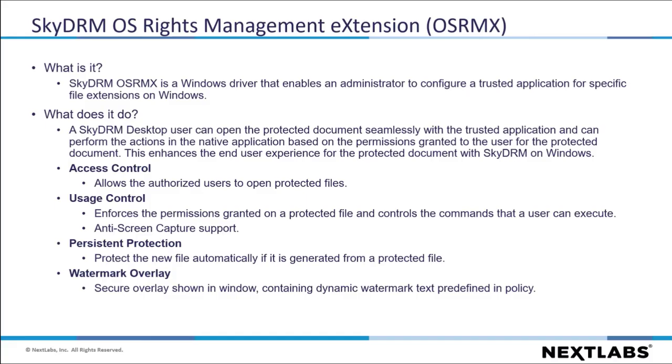Access control. This allows the authorized users to open protected files. Usage control. Enforces the permissions granted on a protected file and controls the commands that a user can execute and provides anti-screen capture support. Persistent protection. Protects saved files automatically if it is generated from a protected file. Watermark overlay. Secure overlay that is shown in an application window containing dynamic watermark text predefined in policy.